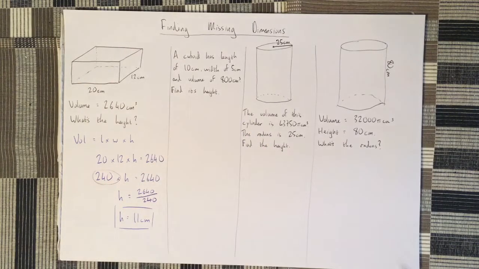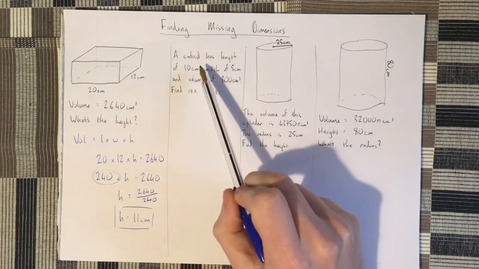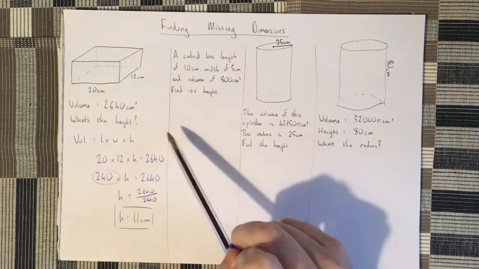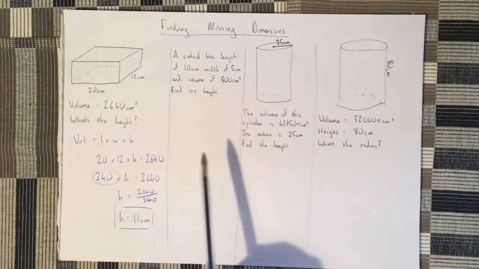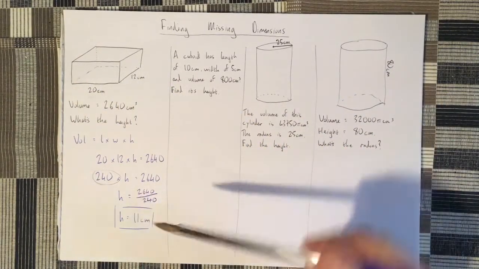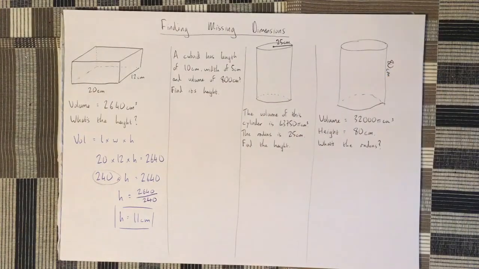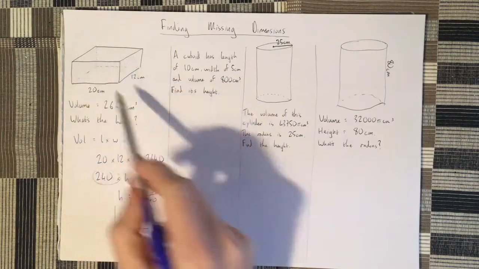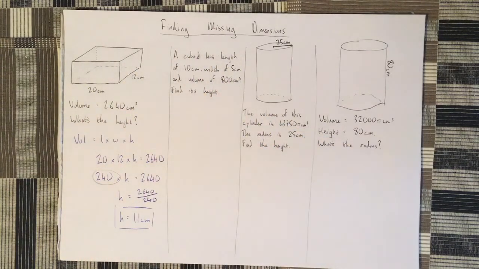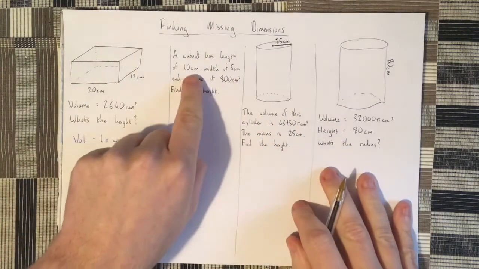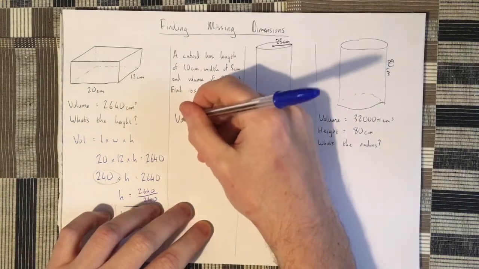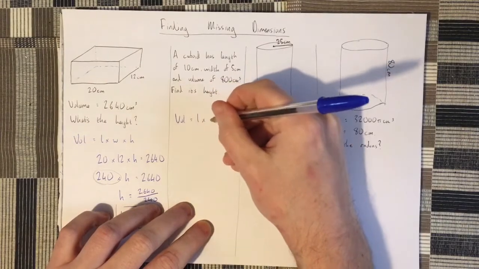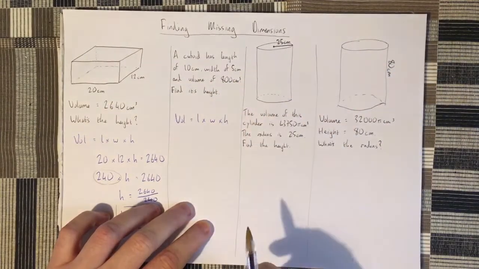Next one is a similar example, you just don't give me a diagram. A cuboid has a length of 10, width of 5, and a volume of 800. Find its height. It's the same situation: I'm missing the height. You can draw a diagram if it helps you. Exam questions do generally give you the diagram, but you could be expected to deal with something like this where you're not given one. It's a cuboid and I'm looking to get its volume, so I know the formula is volume equals length by width by height.